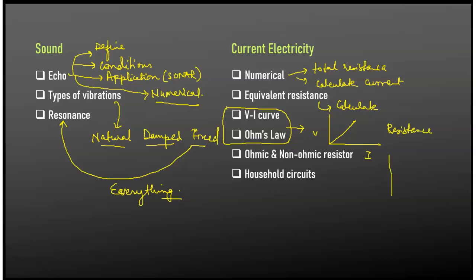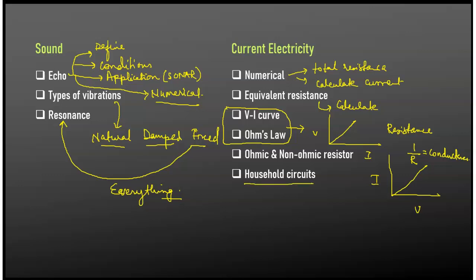Now suppose they give you an IV curve, don't get confused. If it is an IV curve, the slope tells us 1 by R, that is the inverse of resistance, which is actually conductance. Okay, then ohmic and non-ohmic resistors, what are they? With example and graph.